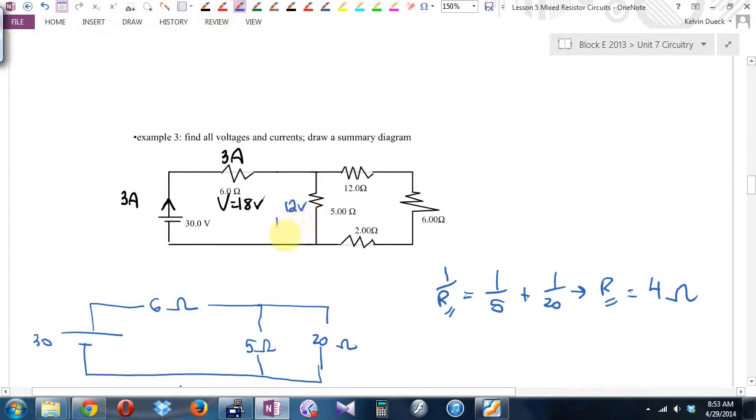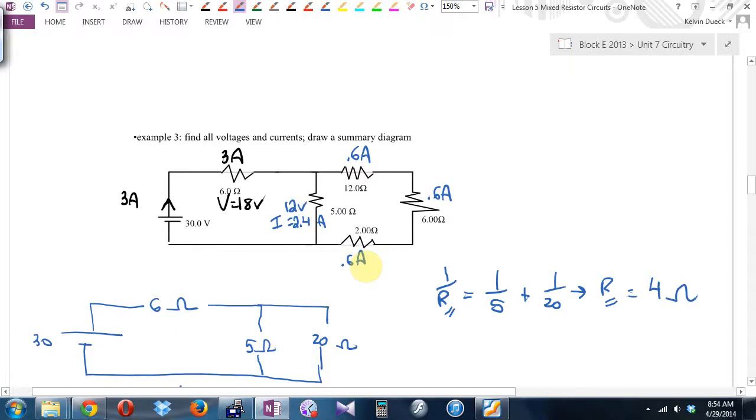Oh, how many amps are there in this 5 ohm resistor then? 12 divided by 5. 2.4. How many amps were there grand total in this circuit? 3. How many amps went down this path? 2.4. How many amps must have gone down this path then? So how many amps in this first resistor here? 0.6 amps. How many in this second resistor here? Still 0.6 amps. How many in this third resistor, Jordan? Still 0.6 amps.